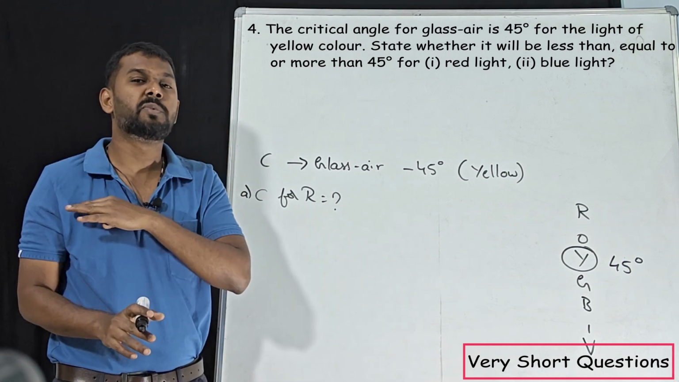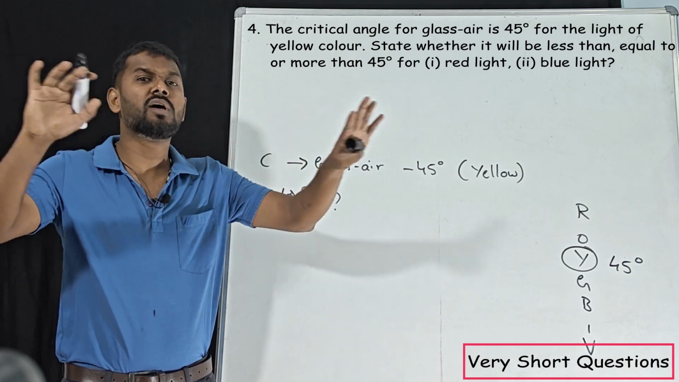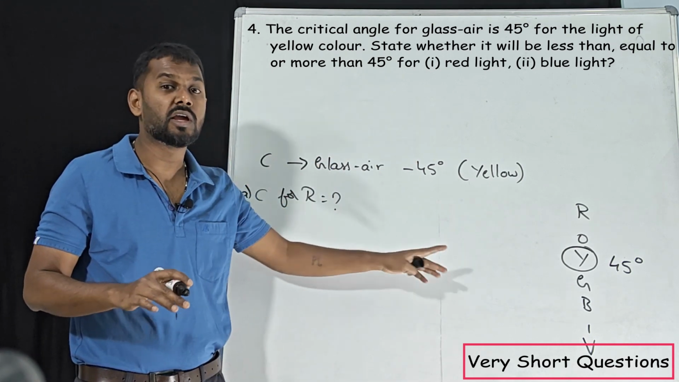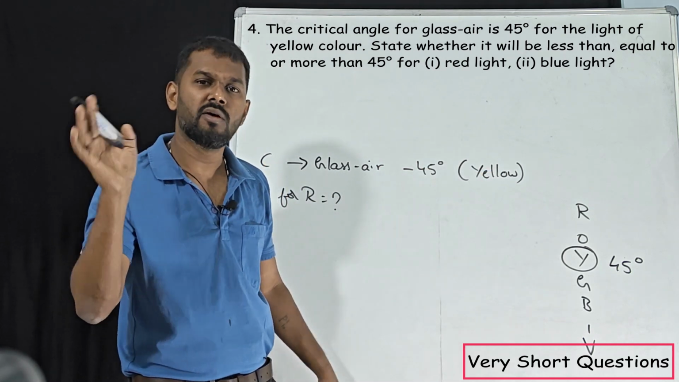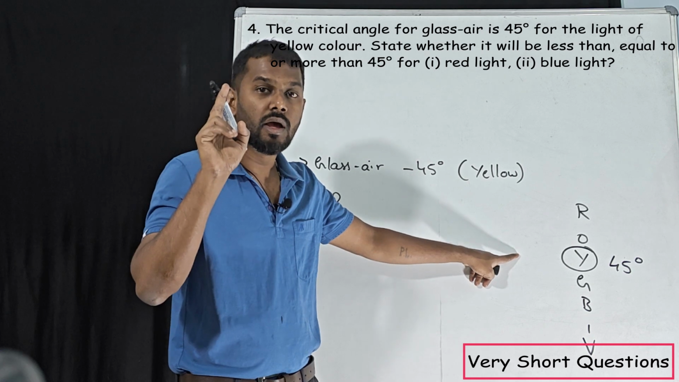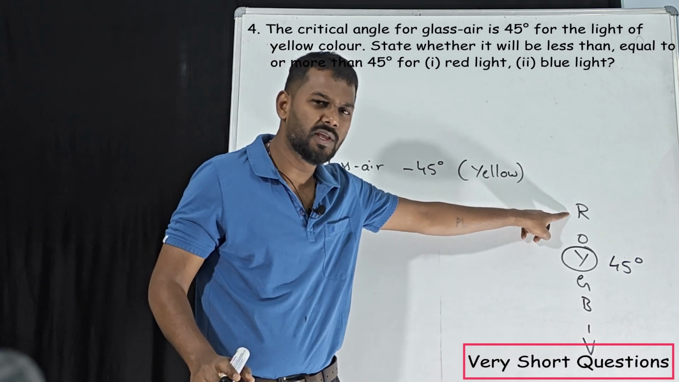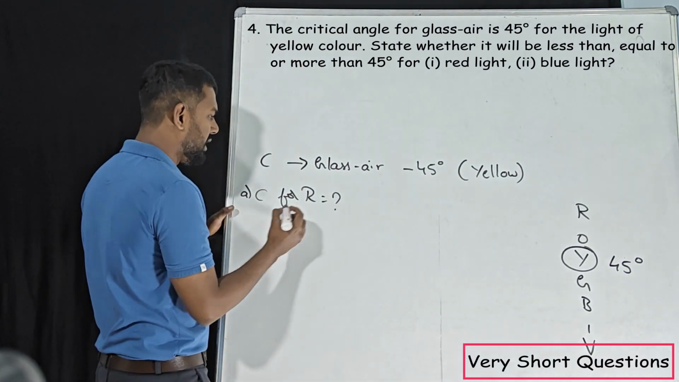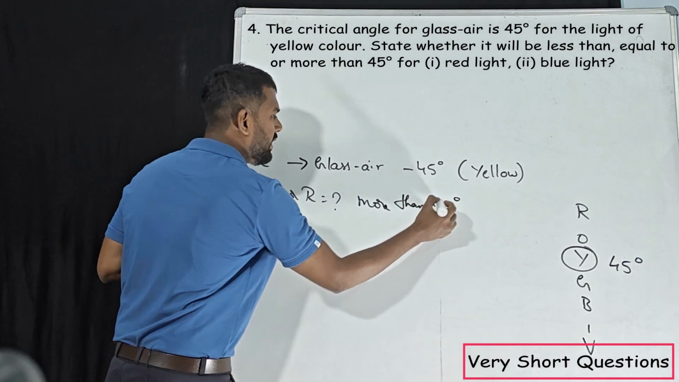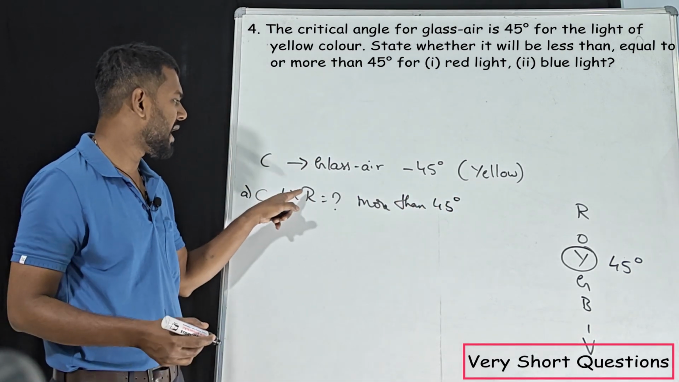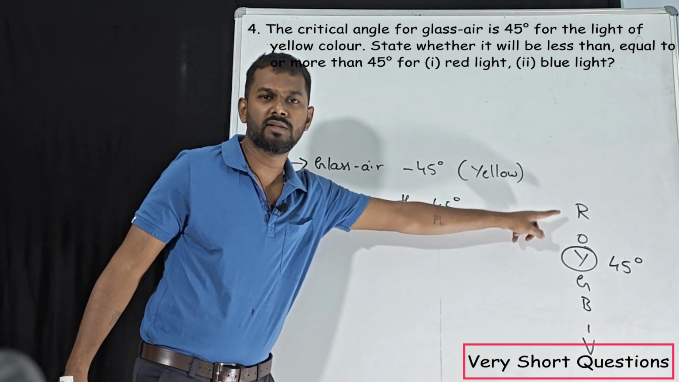Only in vacuum will the speeds of all the colors be the same. Keep this in mind. Whenever we are not talking about vacuum, the speed will obviously be different for different colors. Speed depends upon wavelength, but here we are only talking about the critical angle. The critical angle completely depends upon wavelength. The more the wavelength, the more the critical angle. For red color, it is more than 45 degrees, more than yellow. Why? Because red has more wavelength compared to yellow.